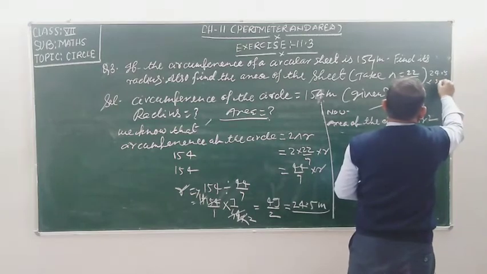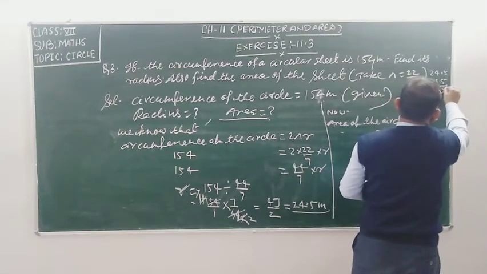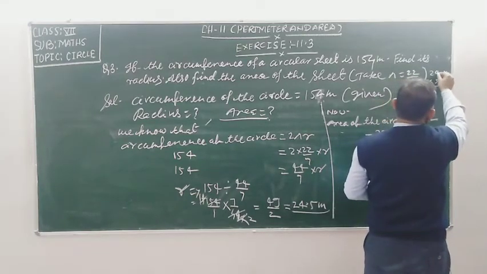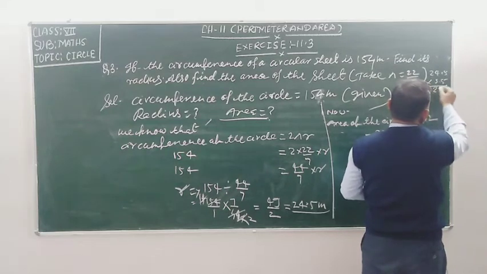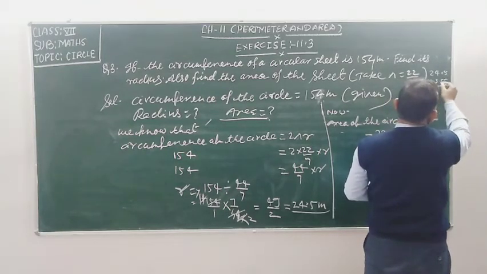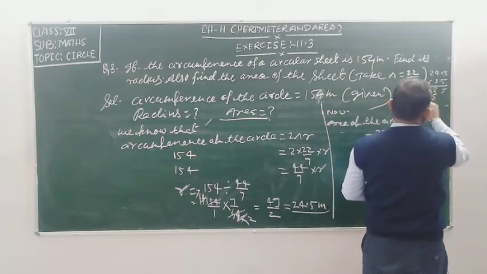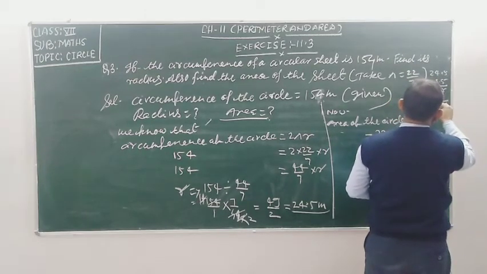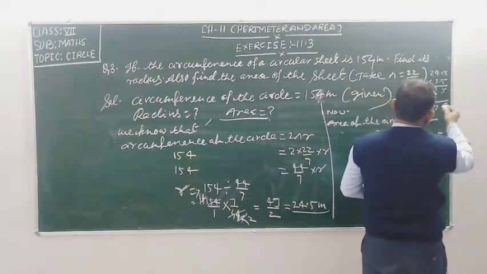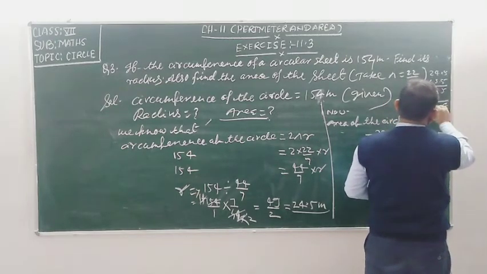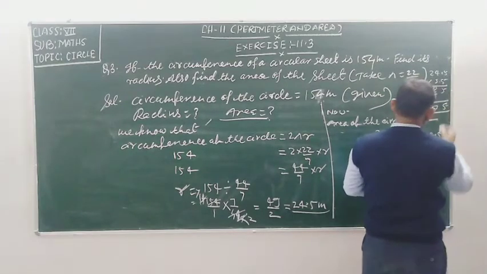24.5 into 3.5. 5 fives are 25, 5 fours are 20 and 2 is 22, and so on through the multiplication. After 2 digits we use the decimal point: 85.75.